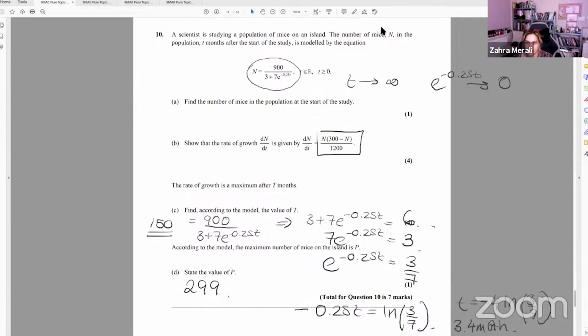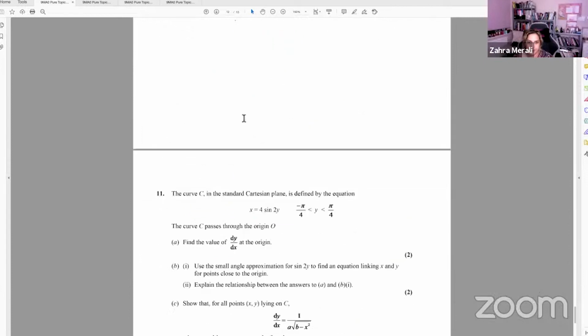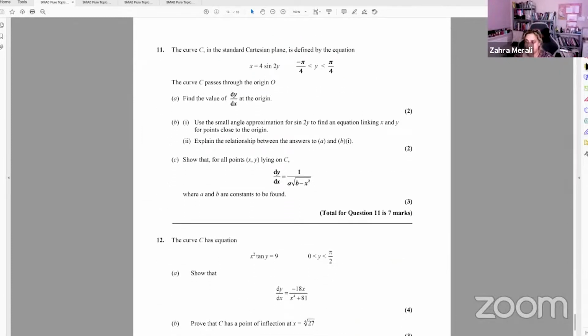Right, let's have a look at the last question. Oh, there's more than 2 last questions. The one before last question. Right, the curve C is in the standard Cartesian plane. Find the value of dy/dx at the origin.